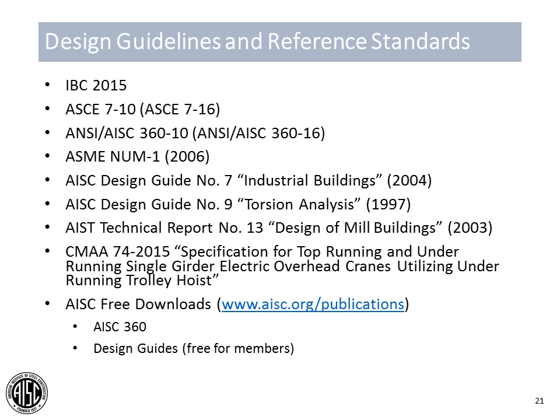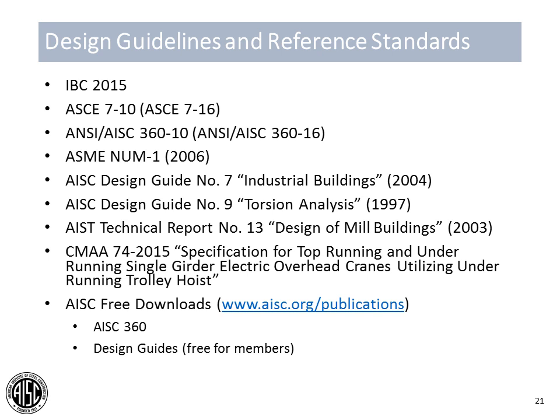AIST put out a Technical Report 13, the design of mill buildings. This provides a lot of load combination criteria that is generally used for the design of these crane systems. And CMAA, the Crane Manufacturers Association of America, Standard 74 as a specification for these underhung, underrunning trolley hoist systems. The crane ratings and also the installation tolerances will all come from that CMAA 74 document.